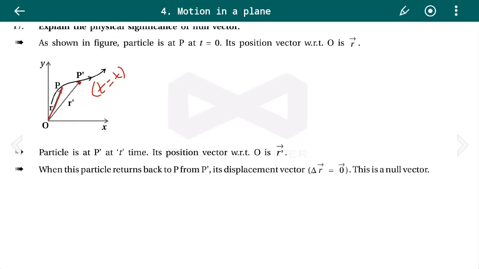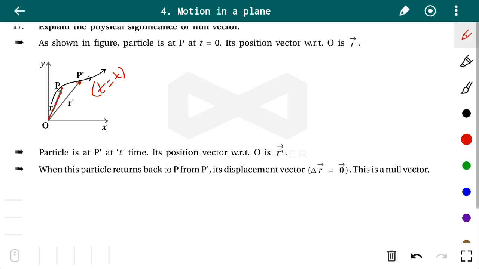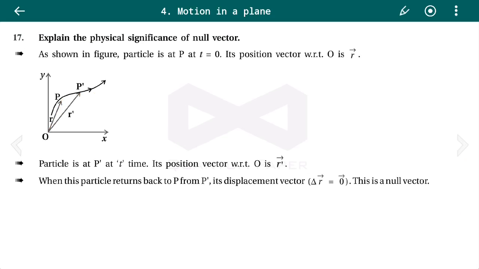But when the particle returns back to P from P dash, its displacement vector, delta r vector, is equal to 0. That is, when the object starts from its initial position and comes back to its initial position, then in that case the displacement will be 0. Such a resultant vector we can consider as the null vector. So this is the importance of the null vector in physics. So students, you may copy down this theory.